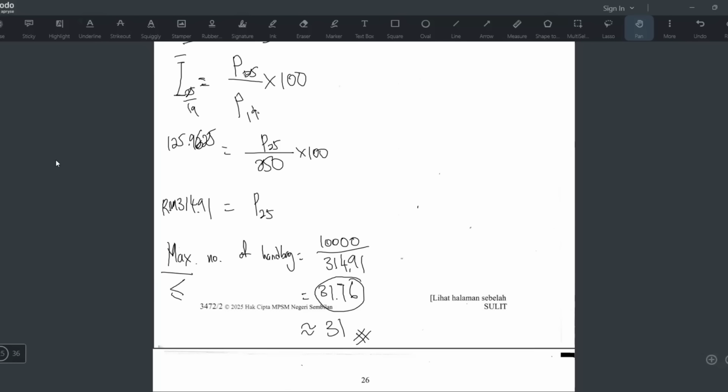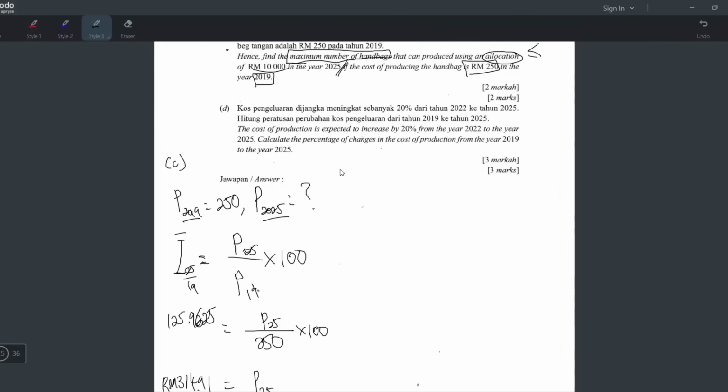Alright, let's go to D. Okay, what does D say? The cost of production is expected to increase by 20% from the year 2022 to 2025. So definitely we can write the index here already. From 2025 over 22 and the increase is 20%, so 120. And since they never mention any material here, they never say material A, B, C, or D, it means this is the composite index. Yeah, composite index for 25, 22.